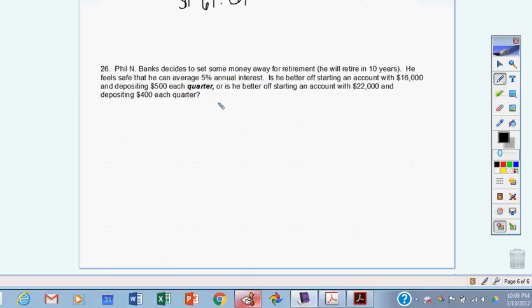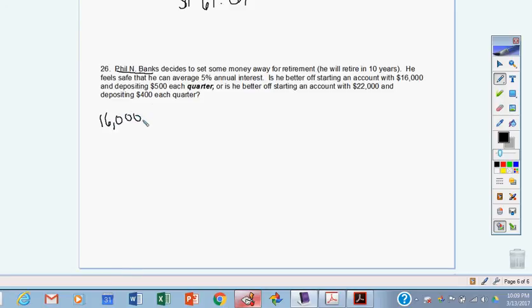Second one down here. Philin Banks, get it? I hope you got it. Philin Banks decides to put some money away for retirement. He will retire in 10 years. He feels safe that he can average 5% annual interest. Is he better off starting an account with 16,000? Okay, so we're going to put in 16,000.